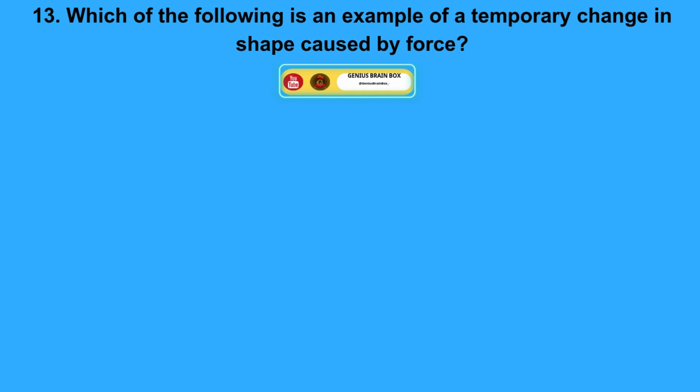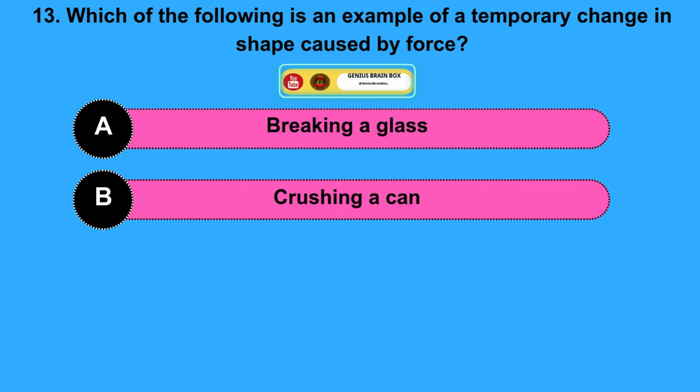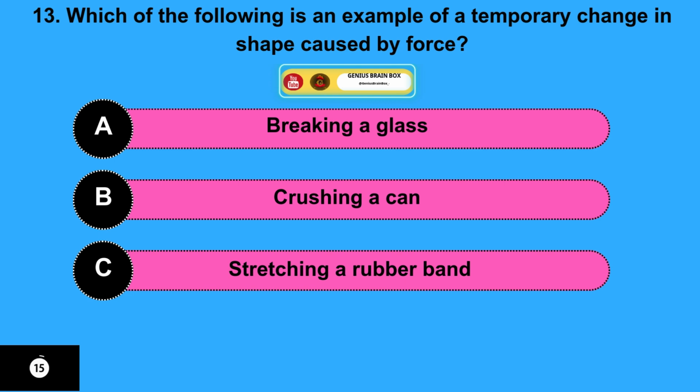Which of the following is an example of a temporary change in shape caused by force? Option A. Breaking a glass. Option B. Crushing a can. Option C. Stretching a rubber band.